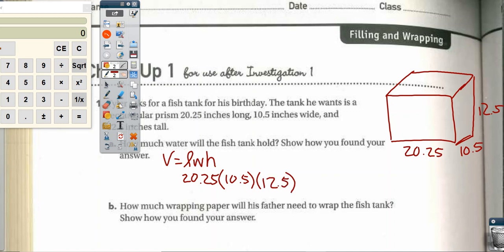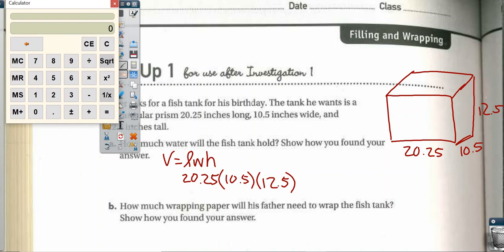Then we go over to our handy dandy calculator and we take 20.25 times 10.5 times 12.5. And that gives us 2,657.8. And then it's inches cubed.